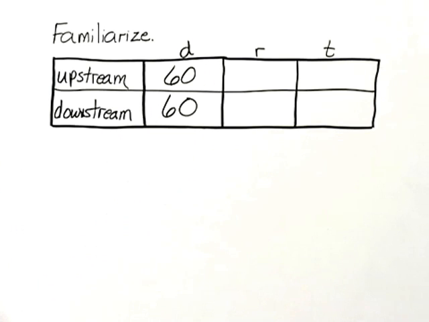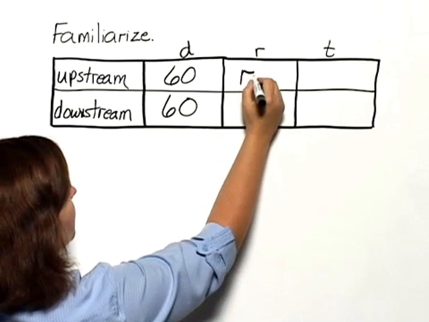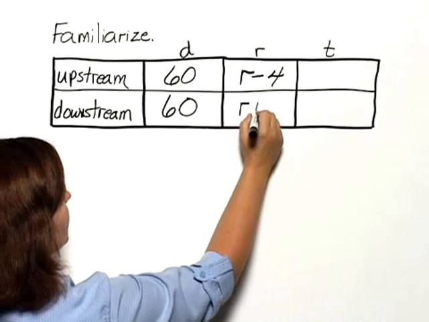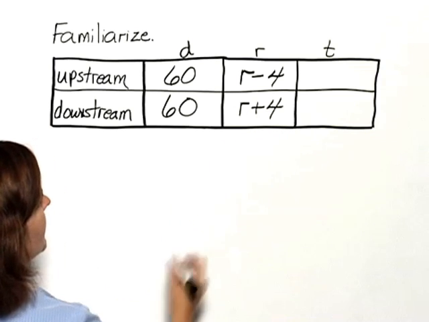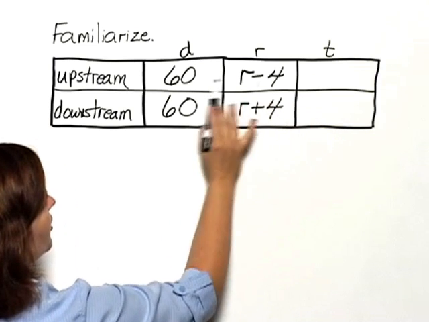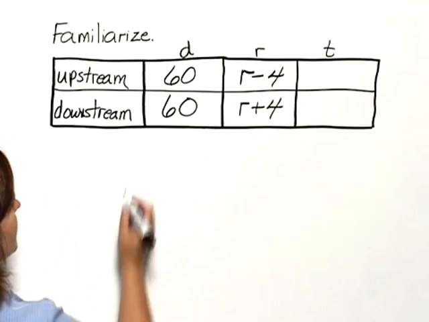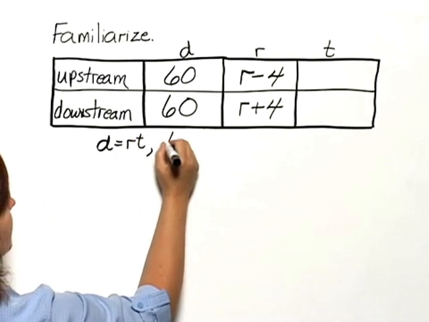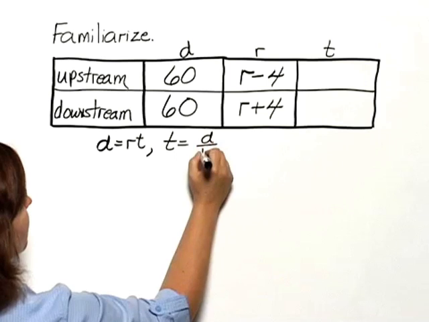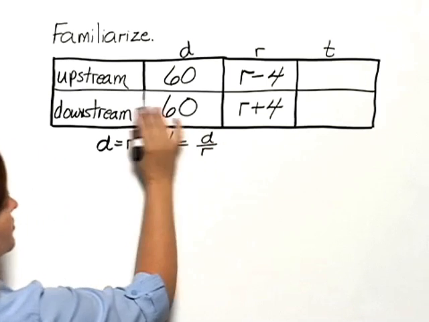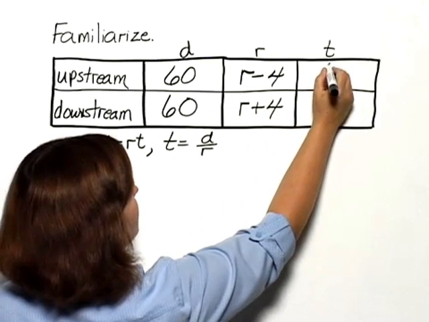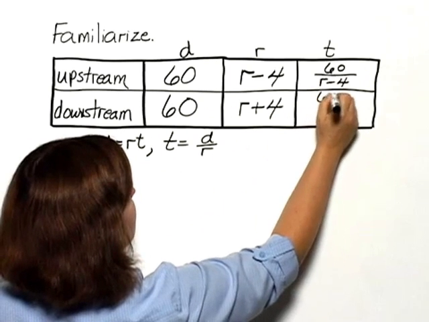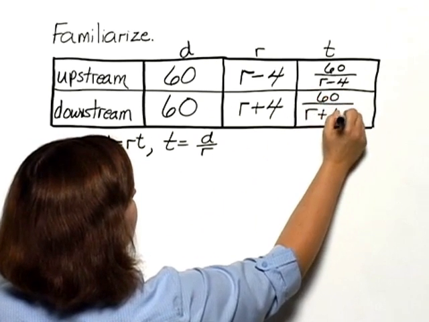We'll call that R. Upstream, we need to subtract the current from the rate of the boat. So that would be R minus 4. Downstream, they add, so the rate downstream would be R plus 4. To get the time, we write it in terms of what we know up here, so we don't introduce more variables. We know that distance equals rate times time, so solving for t, time is distance divided by rate. So upstream, the time would be 60 divided by R minus 4. And downstream, it would be 60 divided by R plus 4.